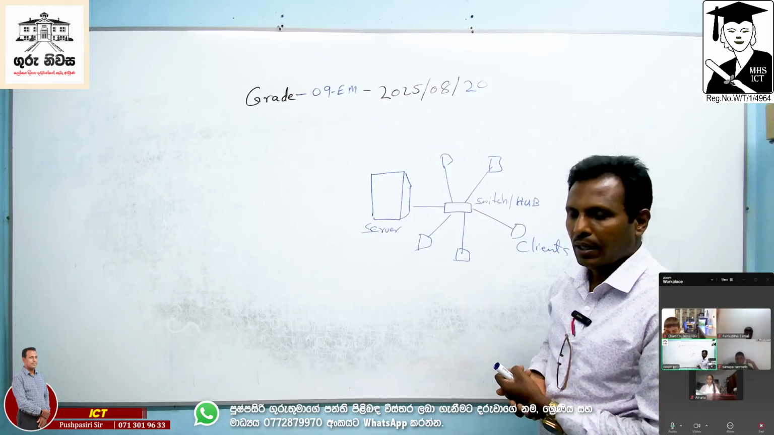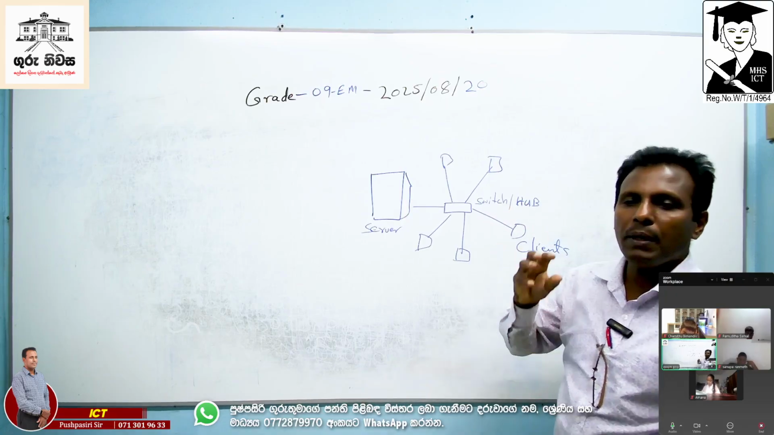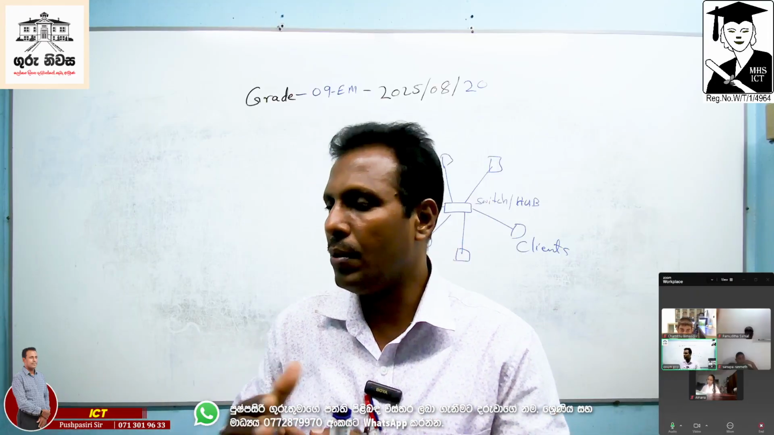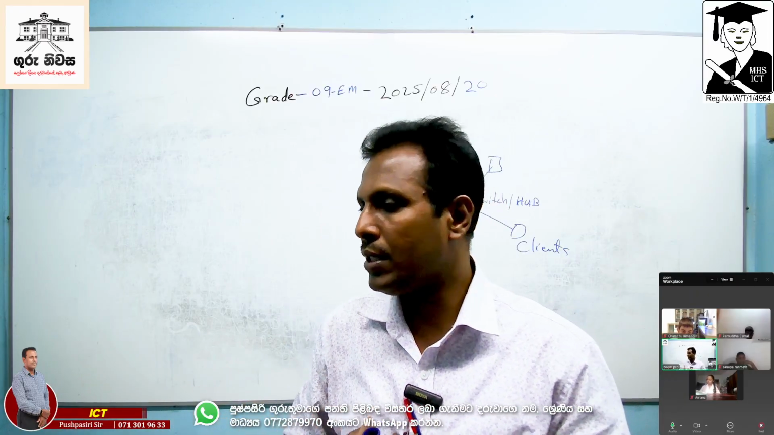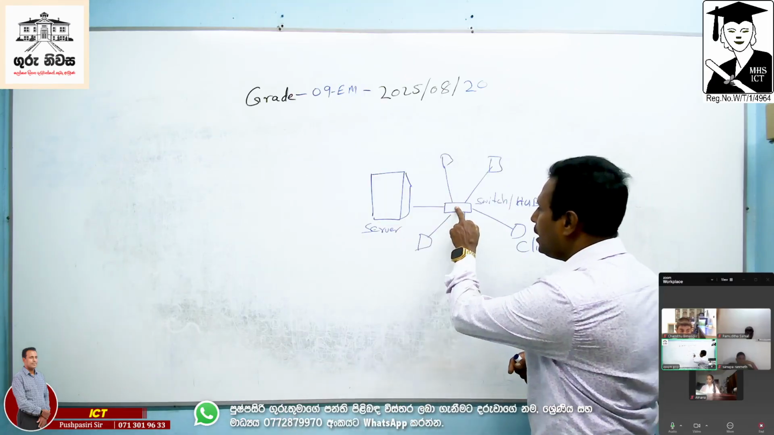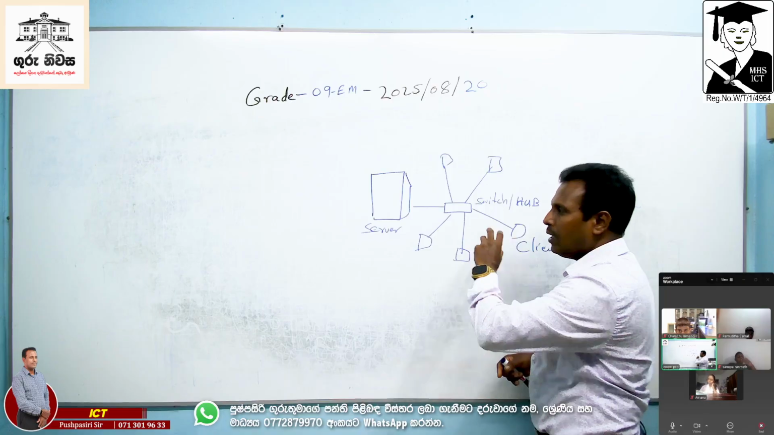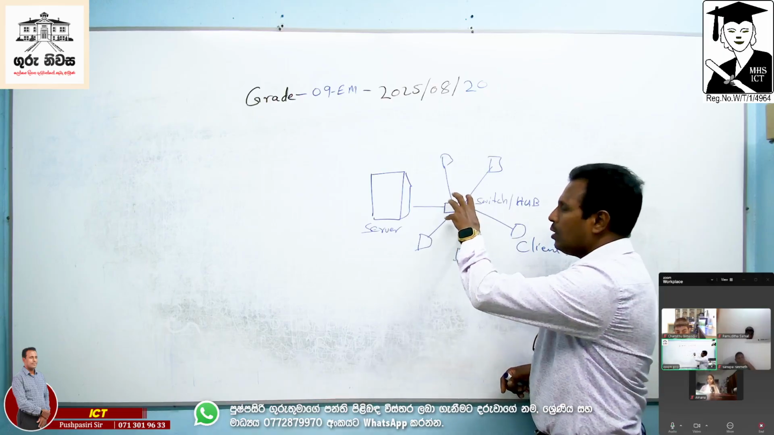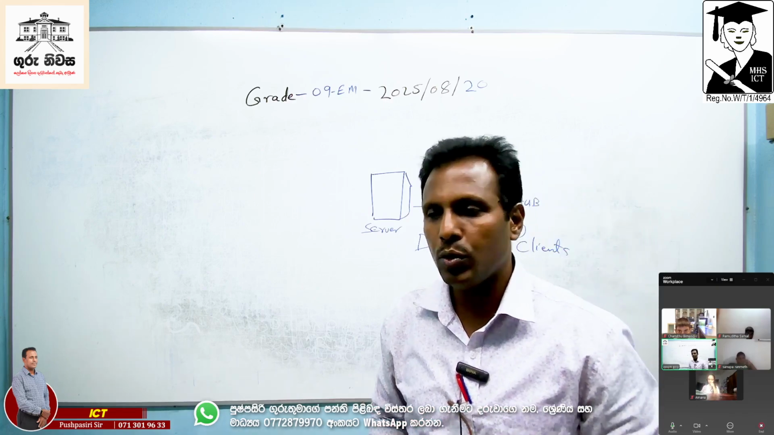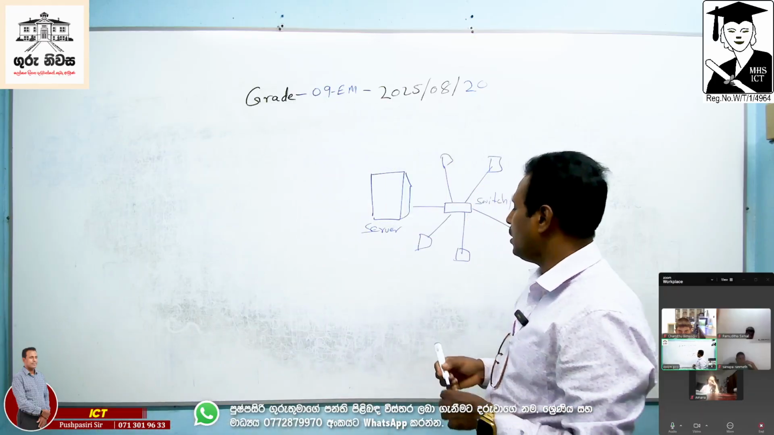Okay. So anyhow, the main purpose of the switch or the hub is to communicate with each computer. So it is the mediator between the server and the clients' computers. Okay. So the switch is better than the hub. Why do we say switch is better than hub? For example, now Amana is here.